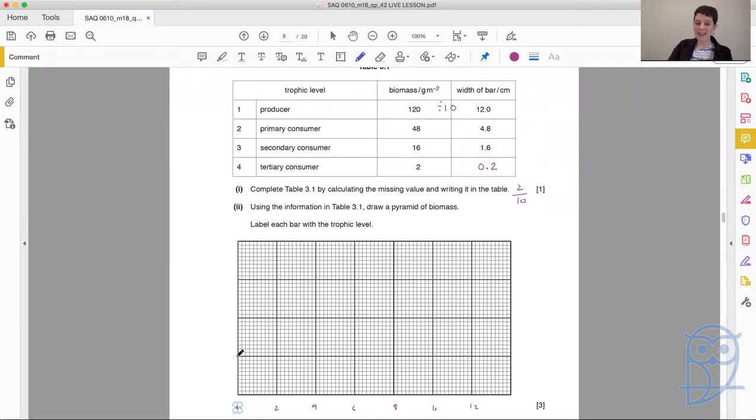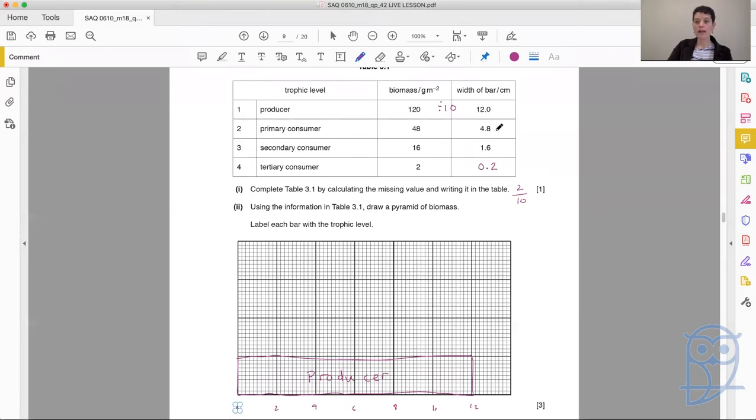Now, first bar, our producers, width of bar is 12. You will use a ruler to do this. And it would be very simply all the way across to 12. And you want to rule all 4 edges. And that would be our producers.